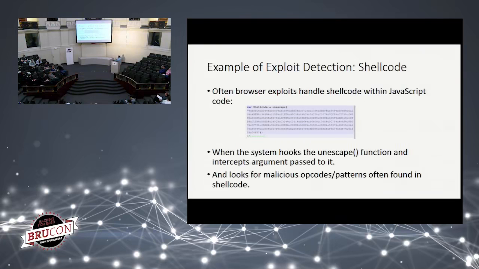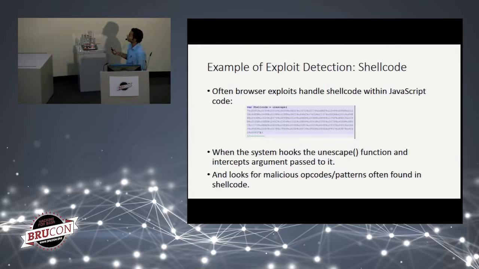So we have already seen one example of how shellcode is used in a browser exploit. Browser exploits often handle shellcode in this way, using the function unescape. When we have the unescape function hooked in the browser, we can look for different malicious patterns in the string that has been passed to unescape. Based on that, we can say whether the string getting passed to that unescape function is malicious in nature or not.